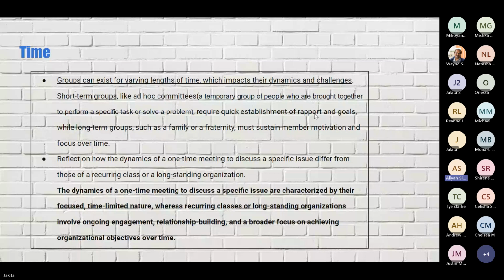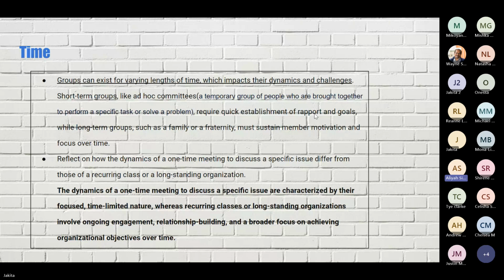Lastly, we can look at time. Groups can exist for varying lengths of time, which impacts their dynamics and challenges. Short-term groups, like ad hoc committees, which is a temporary group of people who are brought together to perform a specific task or solve a problem, require quick establishment of rapport and goals, while long-term groups, such as a family or fraternity, must sustain member motivation and focus over time.